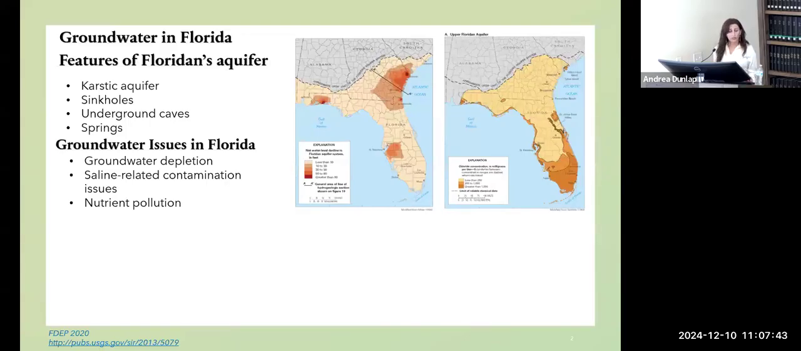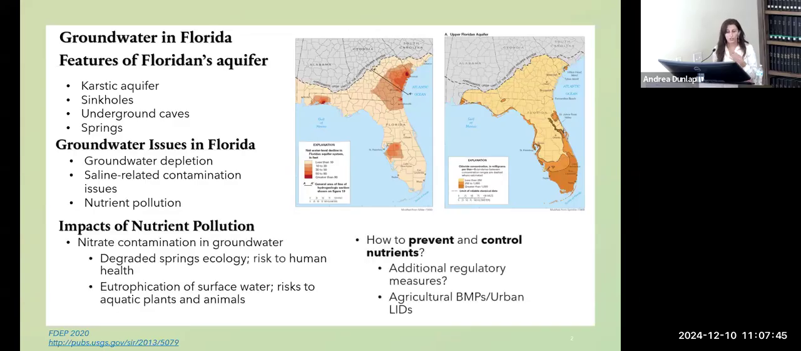But when we talk about nutrient pollution, there are questions coming to mind, like what is the source of this nutrient pollution? We all know the impact of nutrients in the water system. We are aware of eutrophication, and that having nutrients in the system may cause degraded spring ecology. But the question is, what is the source? And the other question is how to prevent and control it.